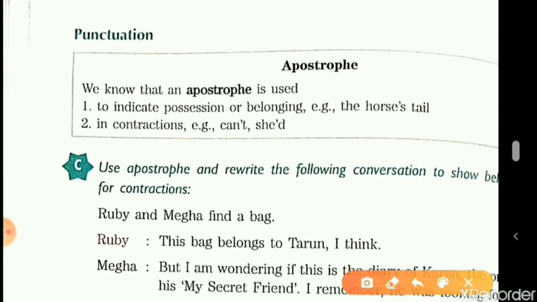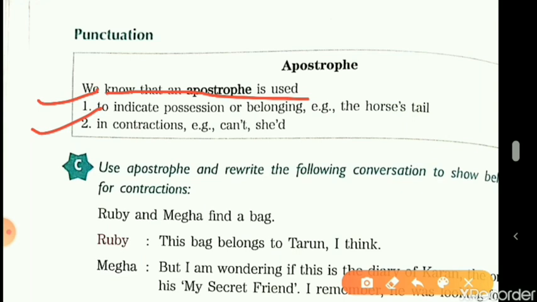We know that apostrophe is used, number one, to indicate possession or belonging. Example, the horse's tail. बेटा, जब भी बताना होता है कि कोई चीज किसके पोजेशन में है या किसको बिलोंग करती, मतलब किसकी है, तो हम कौन सा साइन यूज करते हैं पंचुएशन में बेटा? अपॉस्ट्रोफी का साइन. And the second use is we use the sign of apostrophe in contractions.